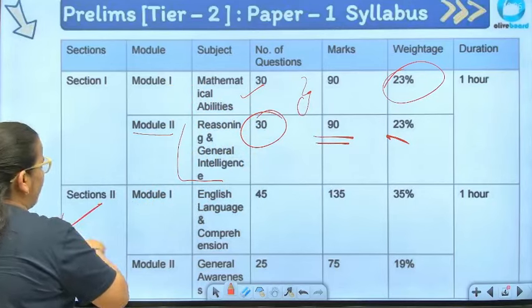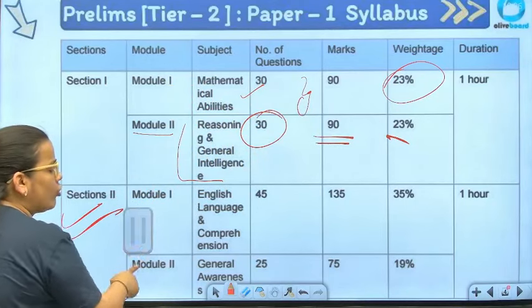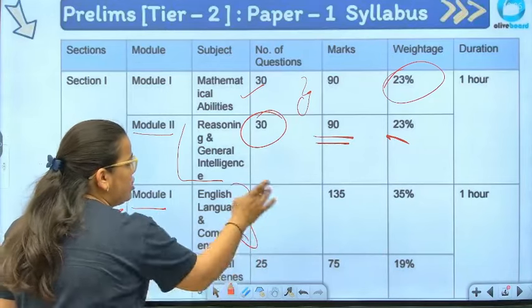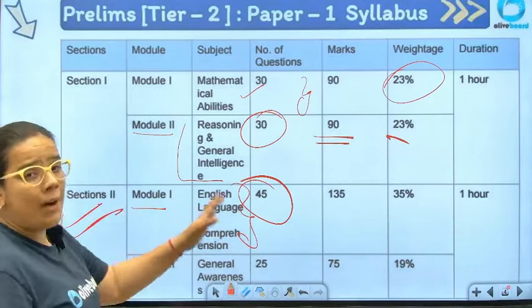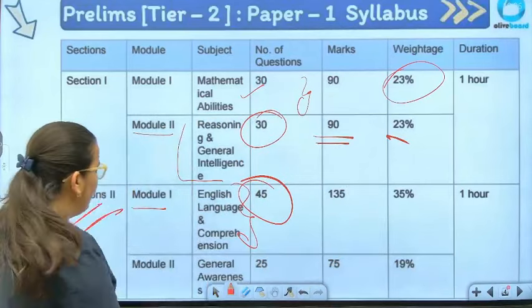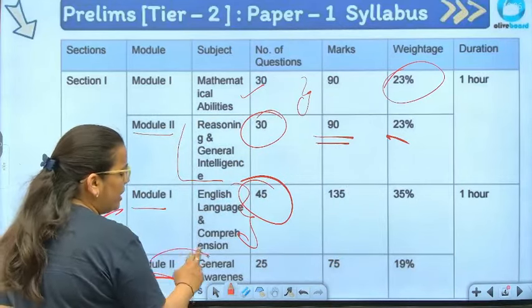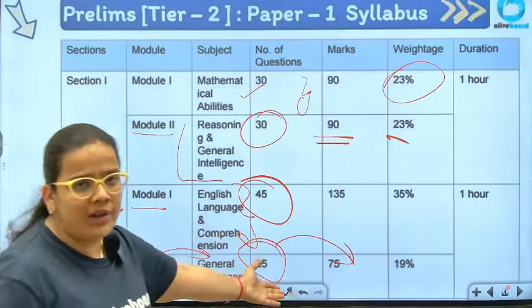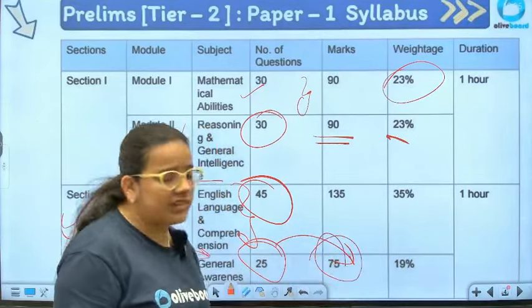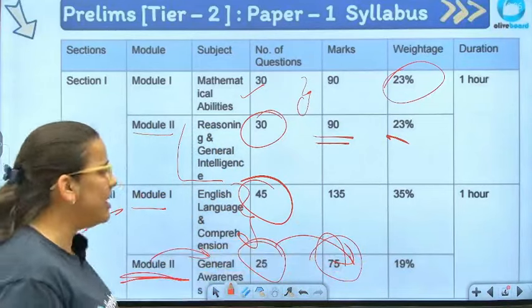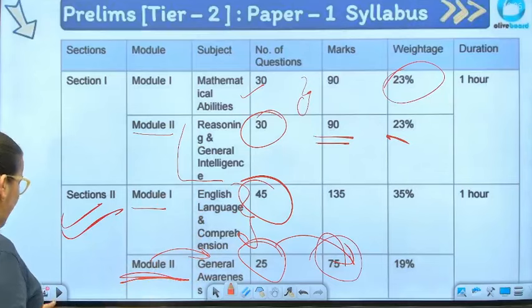Now, your section 2 again consists of 2 modules. Module 1 contains English language, 45 questions, marks 135, and weightage is 35%. While module 2 contains general awareness, 25 questions, 75 marks, and the percentage is 19%, okay?